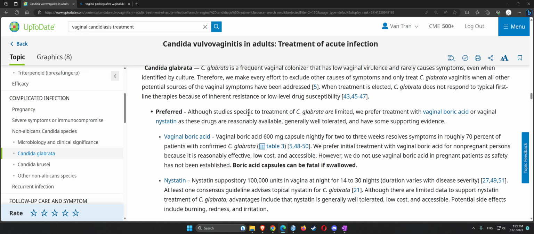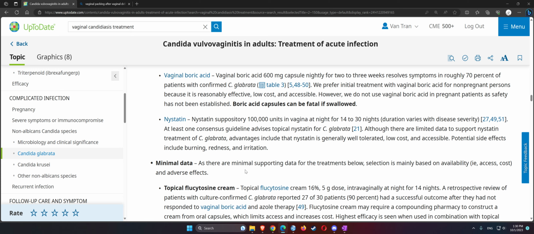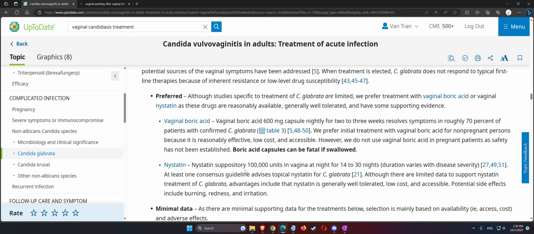I thought you were talking about non-albicans, right? Yeah, non-albicans. It says for 2 to 3 weeks, I'm reading UpToDate right now. Yeah, 14 days. But if it's a recurrent BV, you can use it as well.